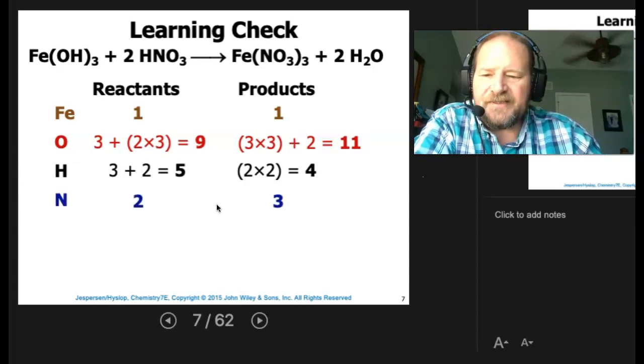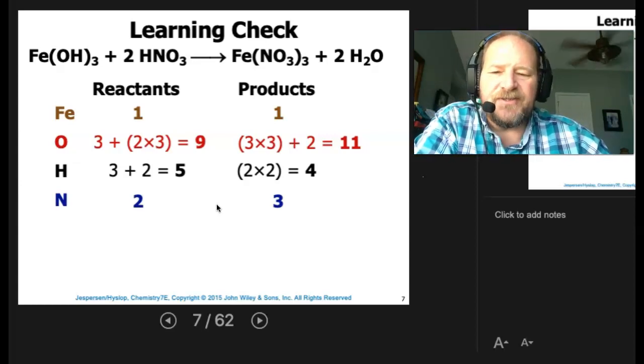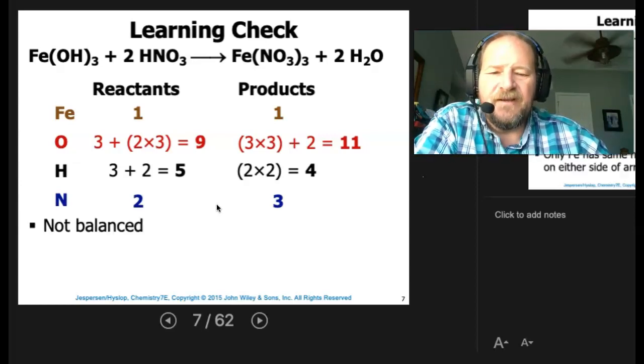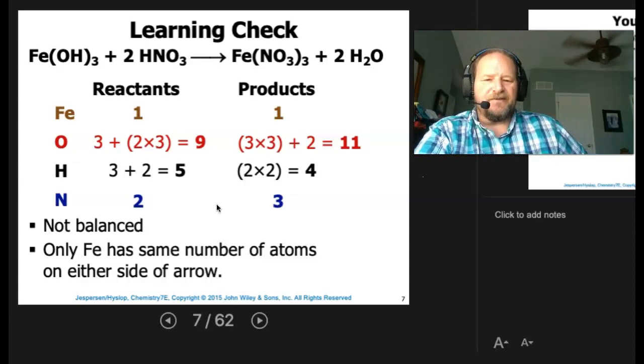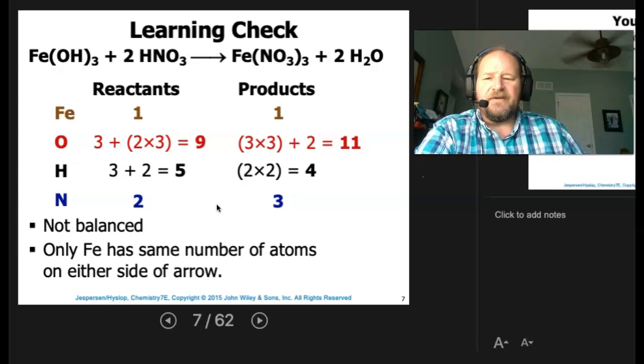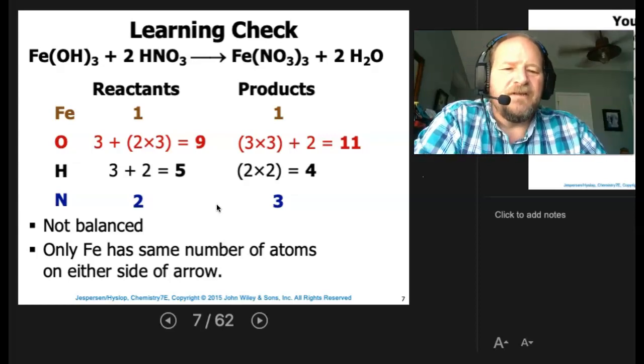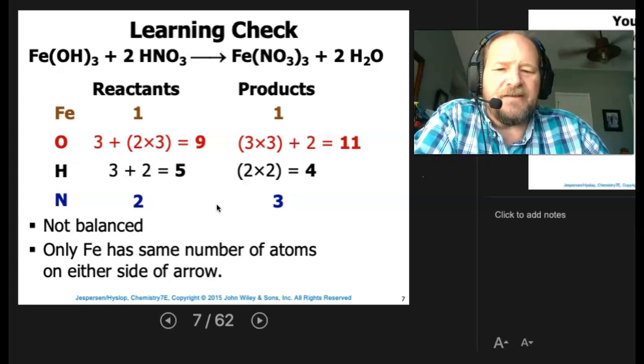And then last but not least is the nitrogen. We have 2 nitrogens on the reactant side and 3 nitrogens on the product side. Now that's obviously not balanced. So only the iron has the same number of atoms on either side, right? So how can we fix that? And that's what we're going to look at next. We need to be able to balance.